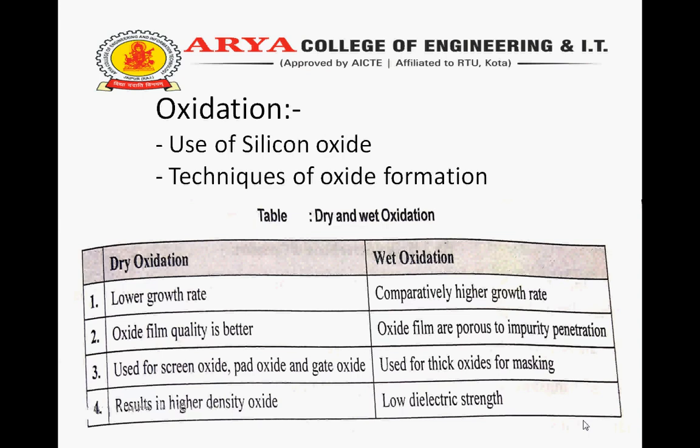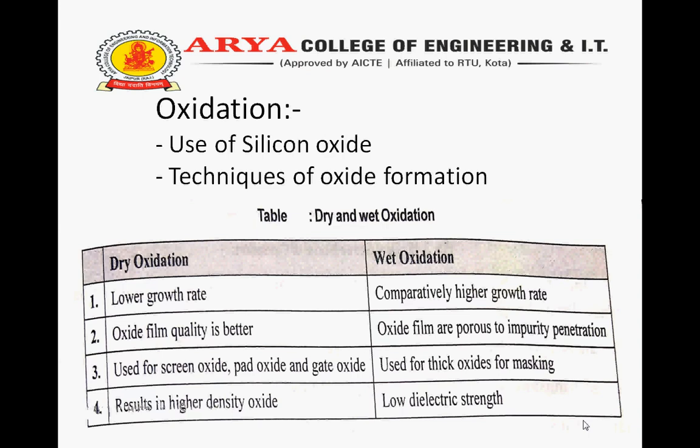Techniques of oxide formation. There are several techniques proposed for forming the oxide layer. First is thermal oxidation, including rapid thermal techniques. Second is wet anodization. Third is vapor phase techniques, chemical vapor deposition. Fourth is plasma anodization or oxidation.